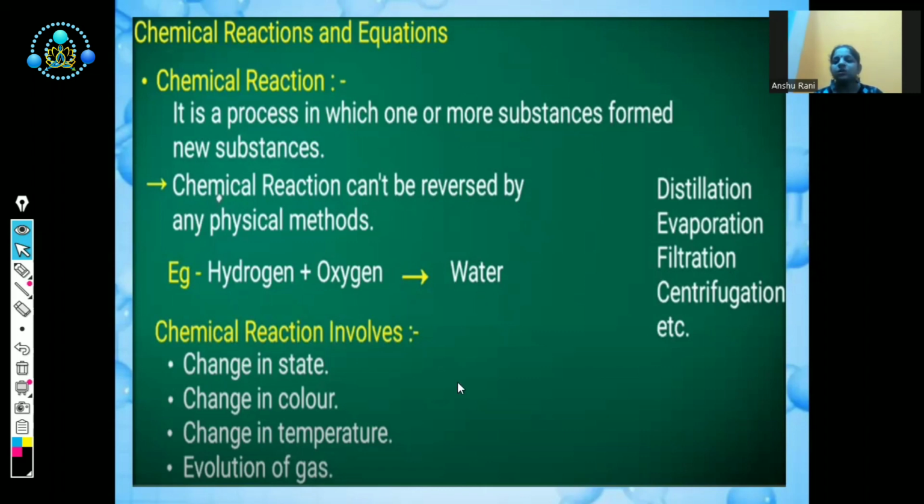Chemical processes involve different types of reactions in them, in which different types of observations can be seen. Like we can see the change in color, we can see the change in state, we can see the change in temperature, or there could be evolution of gas. That all we will see in different types of reactions one by one.